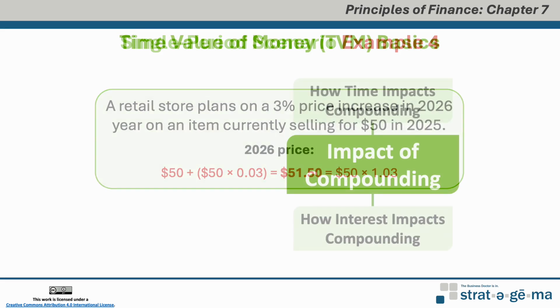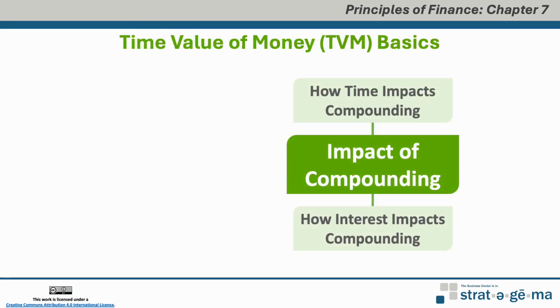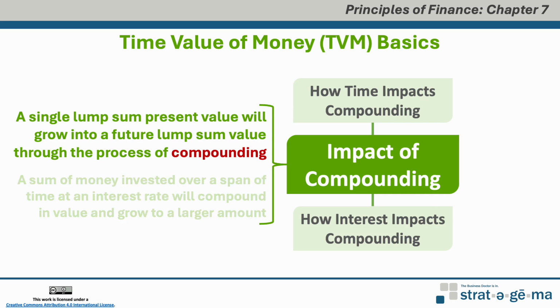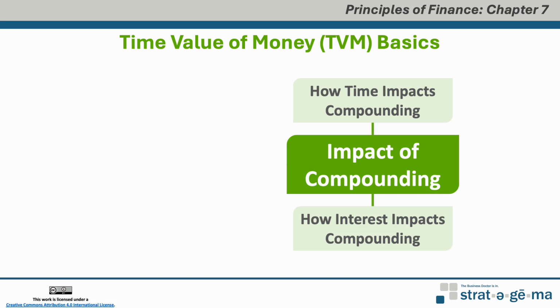All right, so now we'll add some more weights to the bar and look at the impact of compounding over more than one period. So a single lump sum present value will grow into a future lump sum through a process that we call compounding. And that's basically taking a sum of money that's invested over a span of time at a certain interest rate will compound in value and grow to a larger amount.